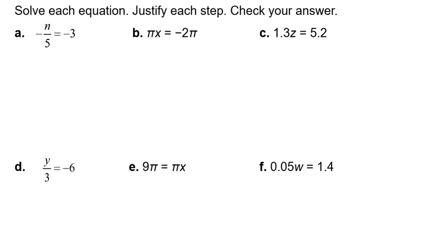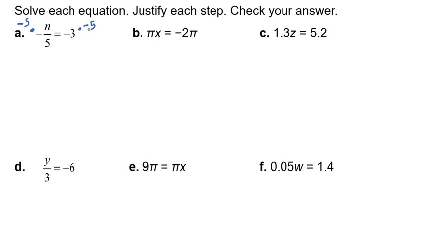Now we really want to get rid of that negative sign and that 5 in the denominator. So right now that 5 is dividing the n. So what would be the inverse of dividing? It would be multiplying. Now we can take this negative symbol right here with the 5. So we're going to go ahead and multiply both sides by negative 5.